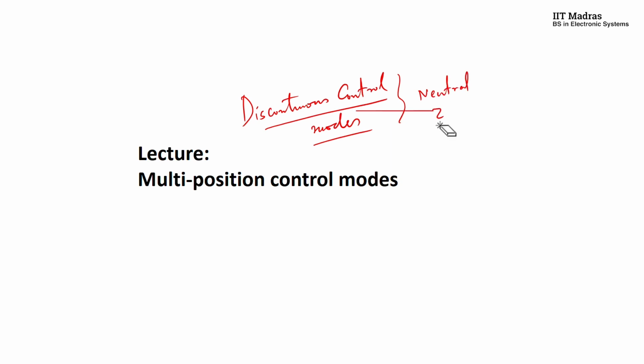The neutral zone is really important, because without a neutral zone, an on-off controller or a two-position controller would not work. So we discussed this two-position or on-off control mode. Both are the same. In the previous module we were discussing this, and now we just extend it to multi-position control mode.